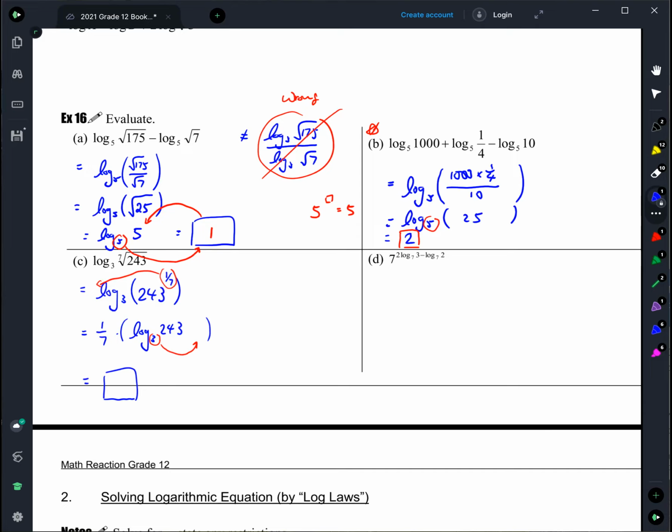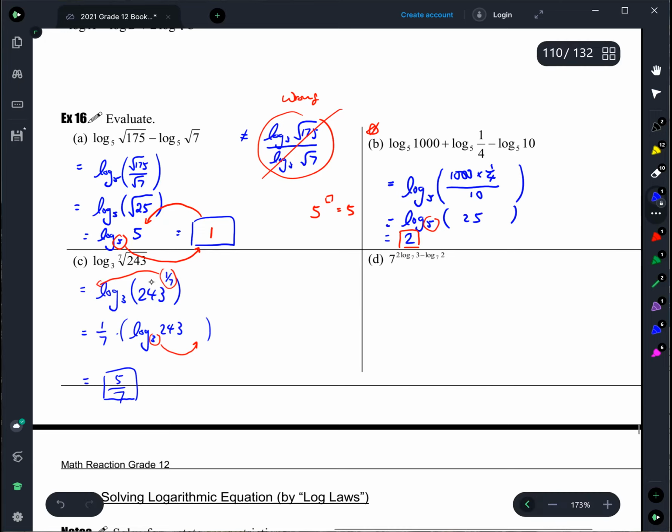Okay, Susan, do you have the final answer? 5/7. 5/7, yes. Okay, very good. So that bracket part is 5. 3 to the 5 equals 243, and then you multiply by 1/7. Please raise your hand if you finished this one.